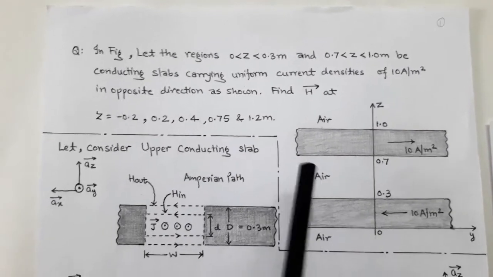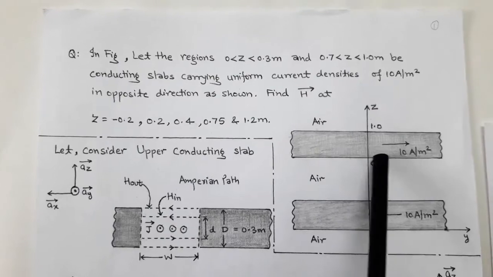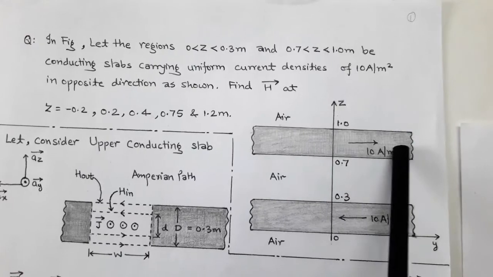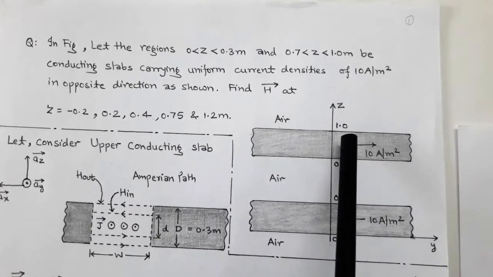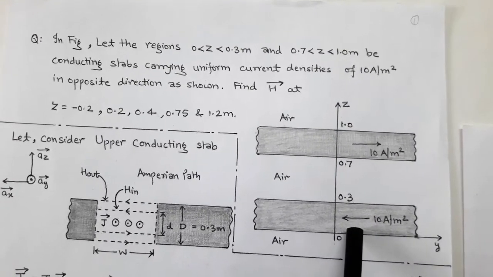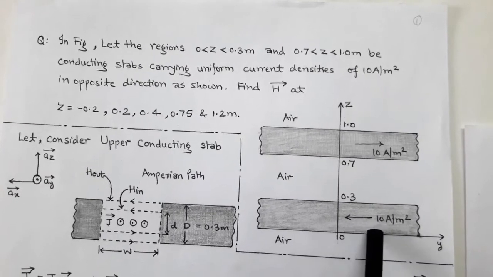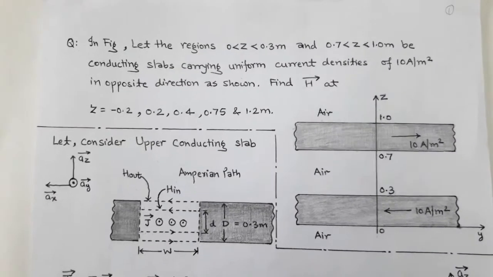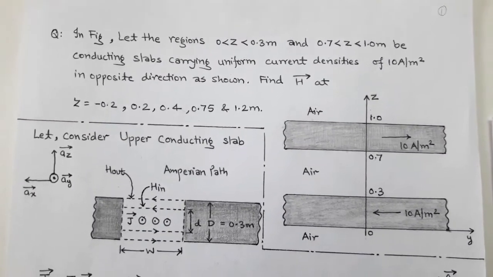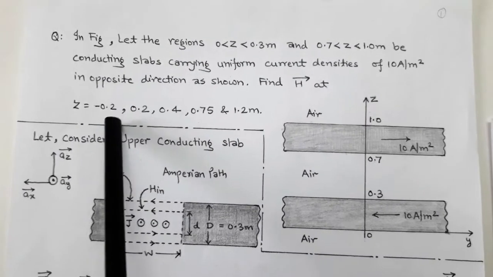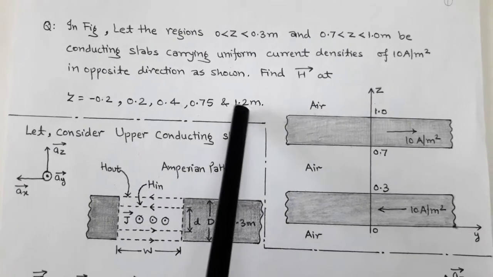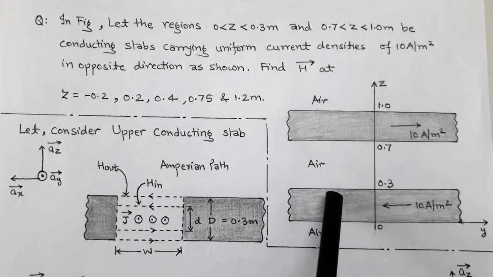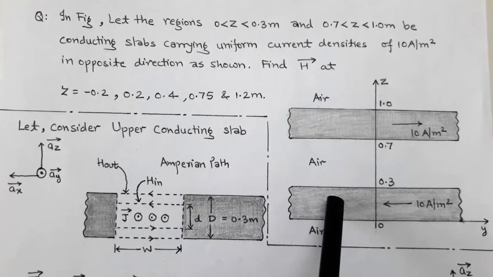So here there are two conducting slabs, upper and lower. In the upper conducting slab, there is a current density in the positive y direction, while the lower conducting slab has a current density of 10 ampere per meter square in the negative direction of unit vector y. From here we have to determine the magnetic field intensity H vector, and since these are infinite conducting slabs, the current distribution is symmetrical, so we can apply Ampere's circuital law.